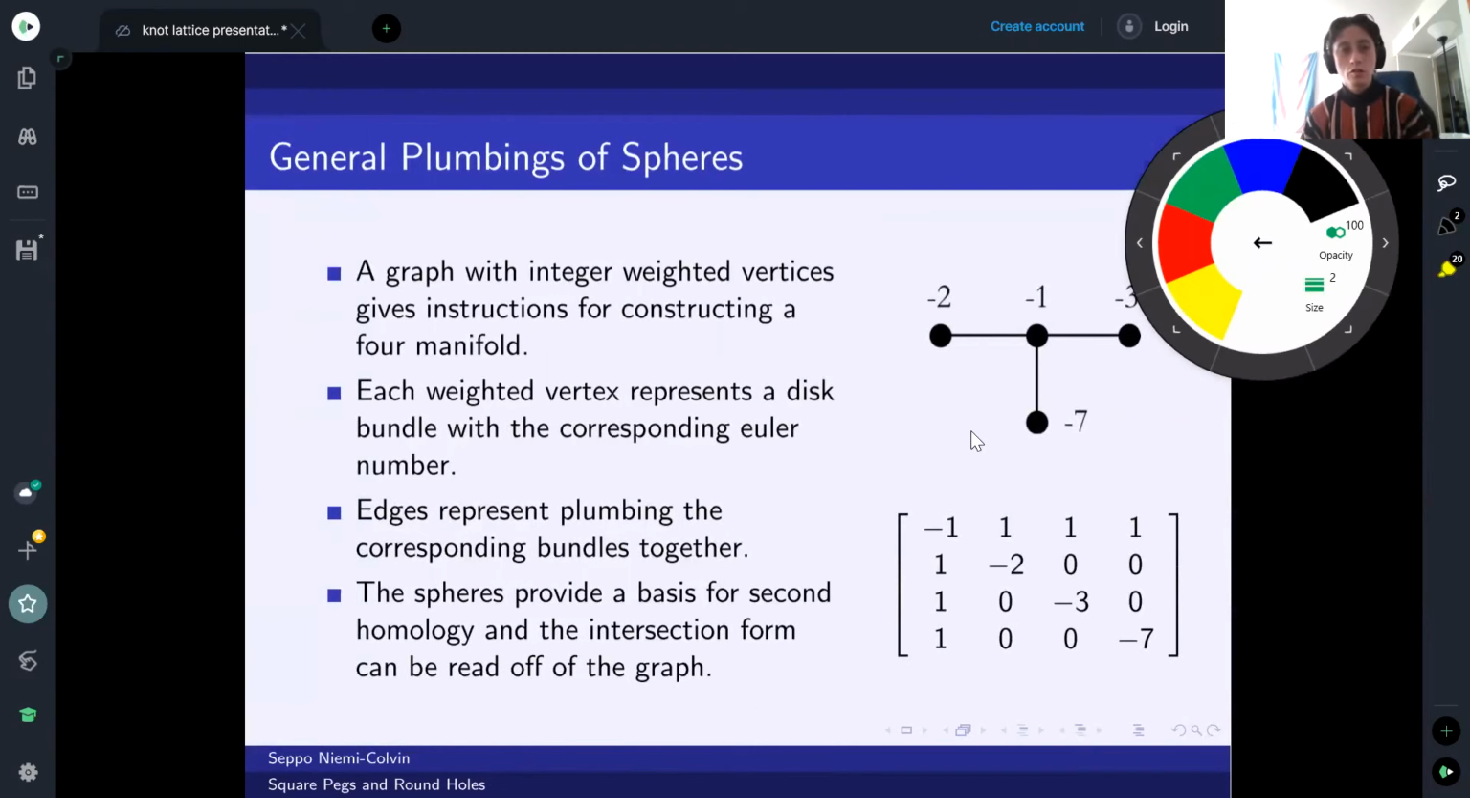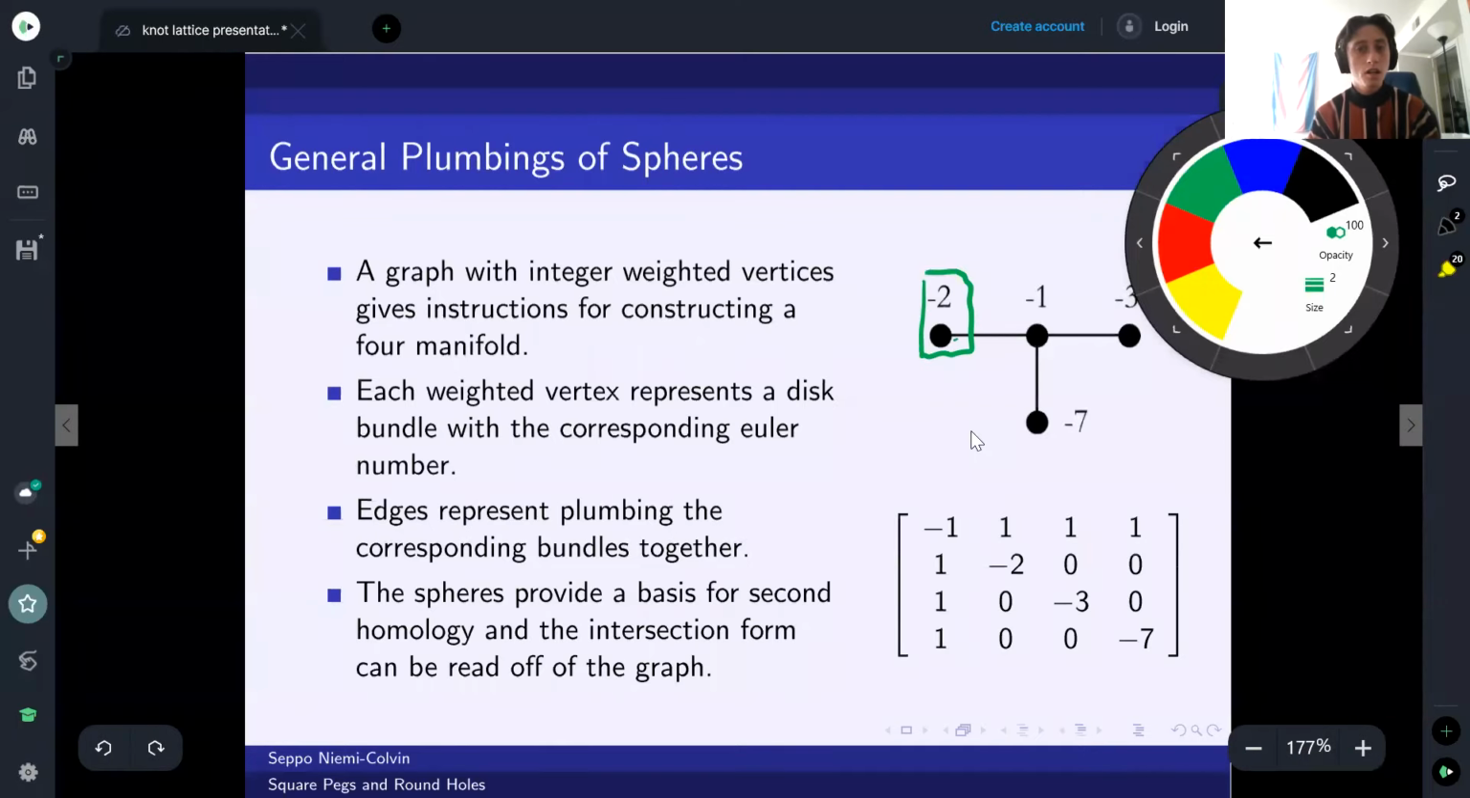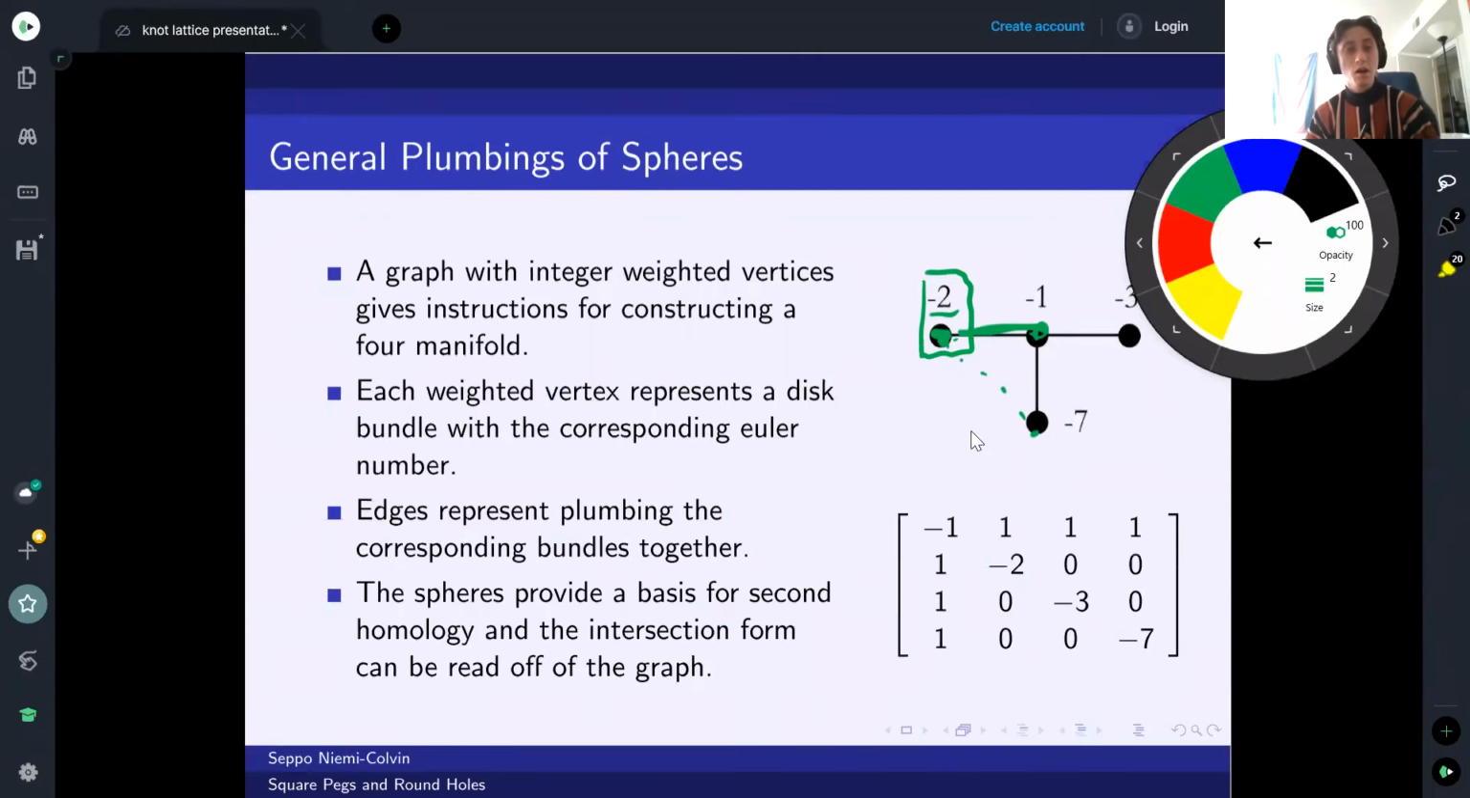However, we don't just want to plumb two disk bundles or spheres together. We might want to do this a lot of times. And we'll record this information using a graph with integer weighted vertices. So here's one. This will represent a disk bundle with self-intersection number -2, as earlier. And then these edges will represent doing this plumbing operation. So these two have been plumbed together, but these two have not. And here, the spheres provide a basis for our second homology. They each are structurally interesting, capturing a key feature of this plumbing.